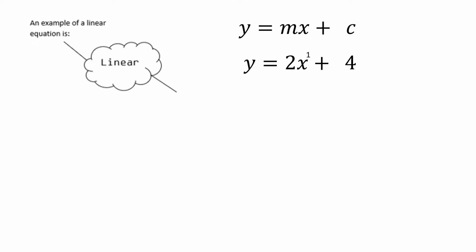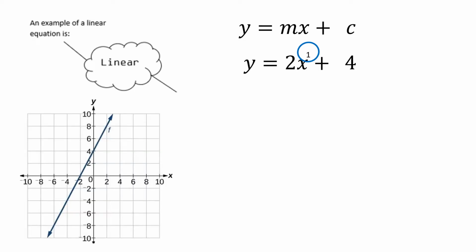The highest power of the variable in a linear equation is going to be 1. It isn't customary for us to include that one, but it is always implied. Here is the graph of y equals 2x plus 4. We can see that we've gone 2 across and 4 up, so that's 4 divided by 2, and that gives us the gradient of 2. We can also see that the graph cuts the y-axis at 4.